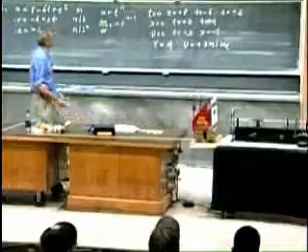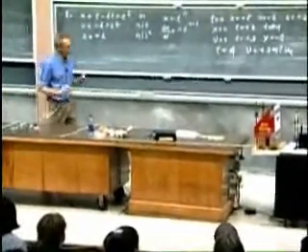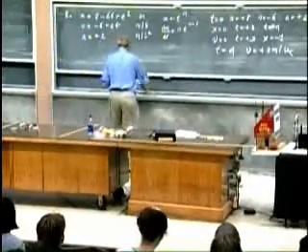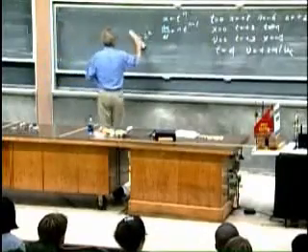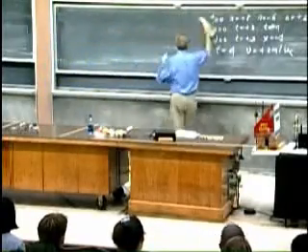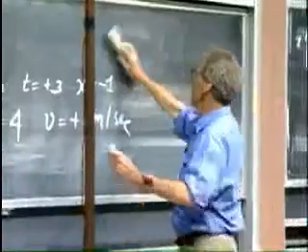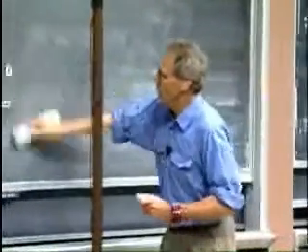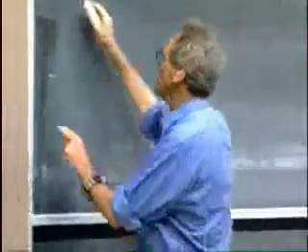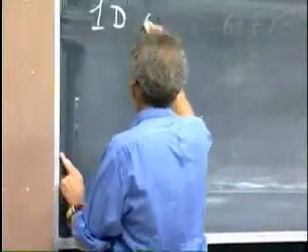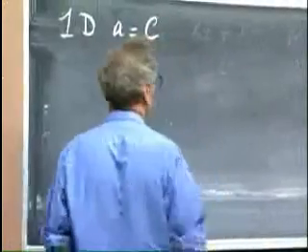I now would like to write down, in most general form, the equation for the position and the velocity as a function of time for a one-dimensional motion whereby the acceleration is constant. So it's going to be one-dimensional again, and we have a is going to be a constant.